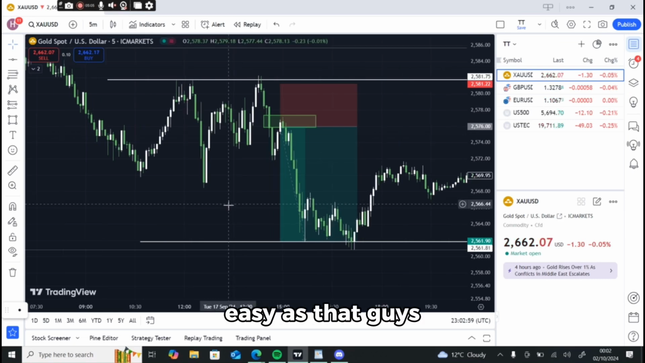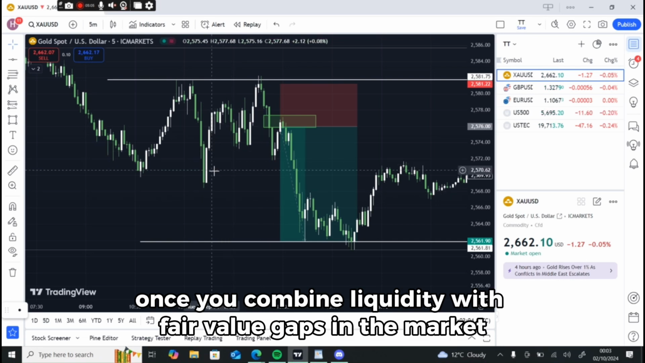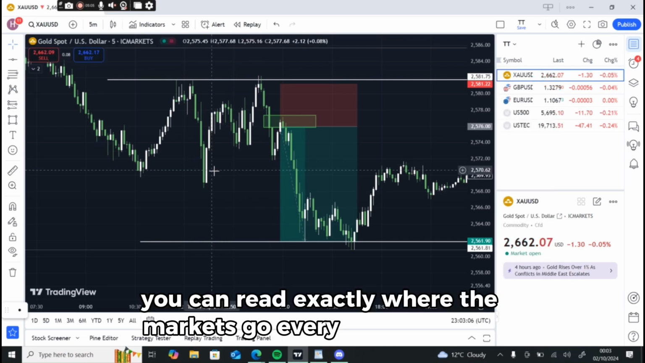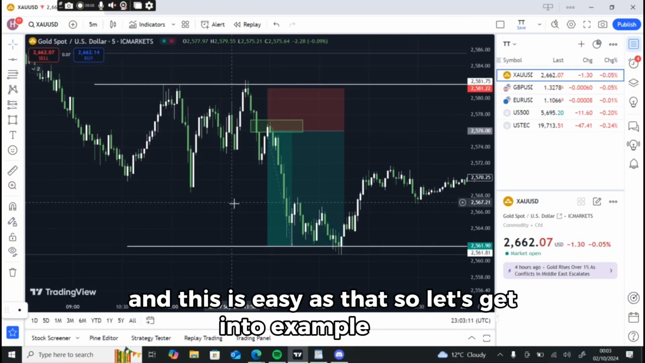Easy as that, guys. Once you combine liquidity with fair value gaps in the market, you can read exactly where the markets go every single session, and it's as easy as that. So let's get into example number 3.